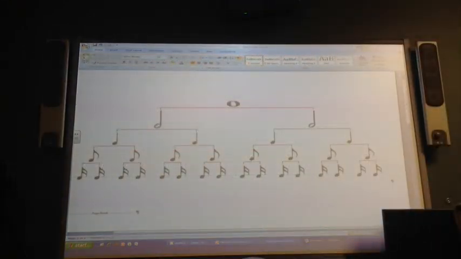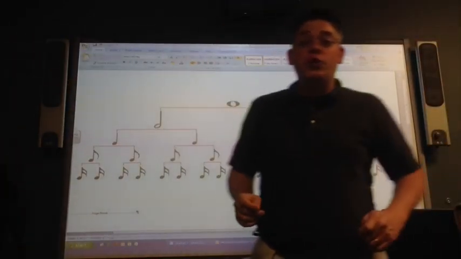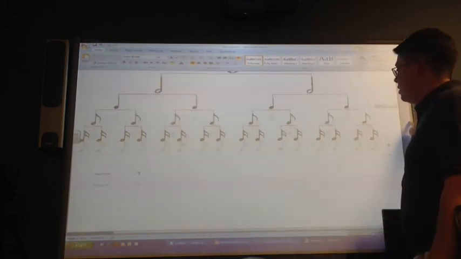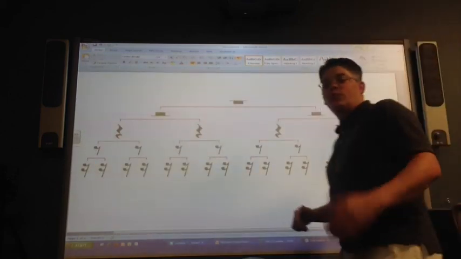I do hope this has cleared up note duration for you from last week, and it clears up rest duration for this week.